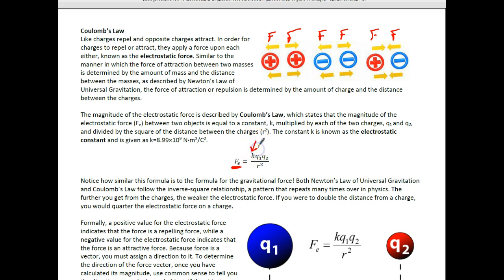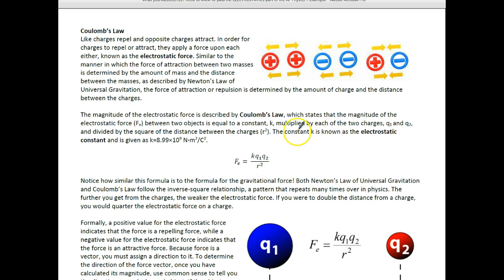K is a value that tells us the constant. It's called the electrostatic constant, and it's a very large number. It's about 9 times 10 to the ninth. The Q's are both charges, so usually you have two things that are charged and they each have their own charge, and then R is the distance between the two.